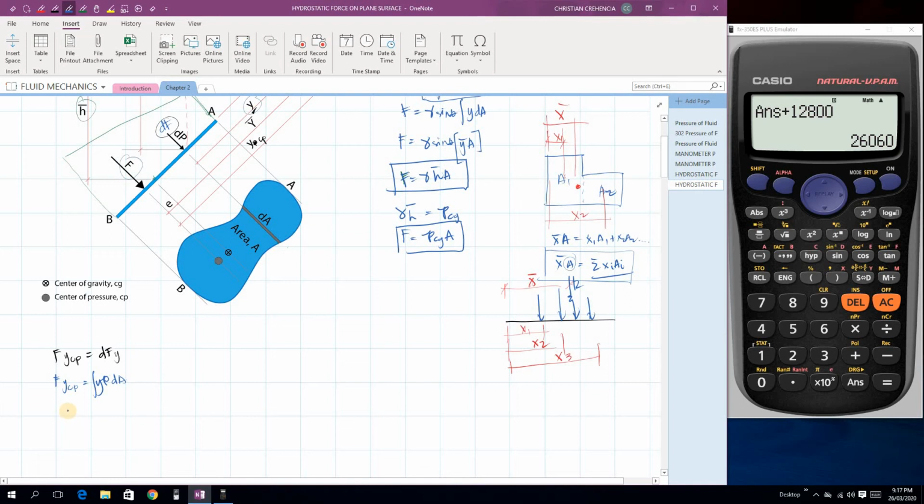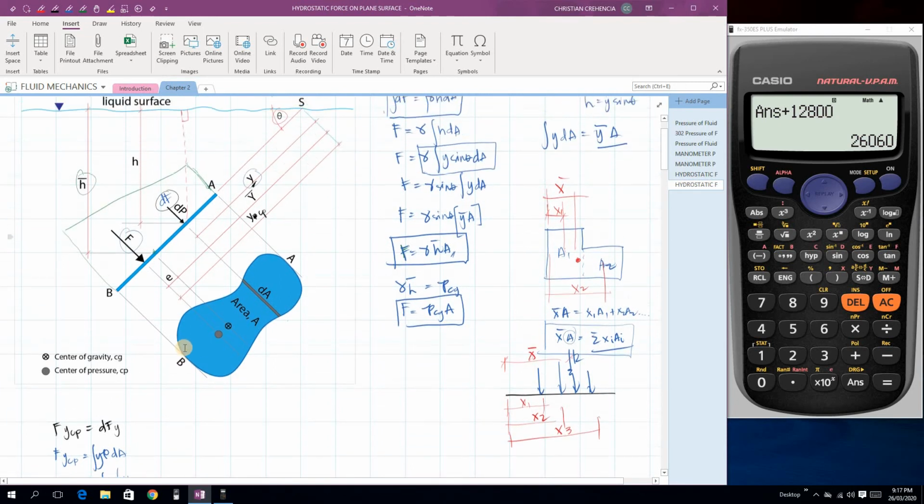Okay. Then ycp. Then yung force F kasi natin is, ito nakuha na natin, no? Gamma h bar A. Okay. So this is equal to integral of y. Yung pressure natin, paano natin nakuha yung pressure at this point? The depth y. So that is yung h. So yung pressure is unit weight times yung distance h.